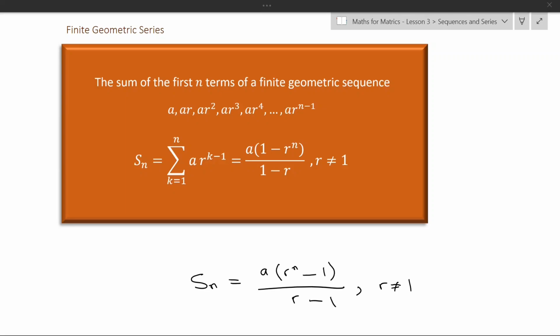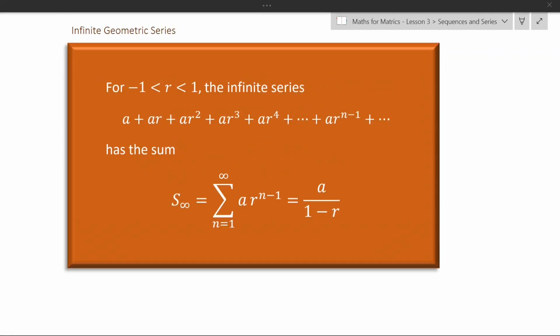Infinite geometric series. When r is between -1 and 1, the infinite series a plus ar plus ar squared plus ar cubed plus ar to the power of 4 plus the sum of the next consecutive terms plus ar to the power of n minus 1 and beyond has the sum a divided by 1 minus r. It can be fully written as the sum of ar to the power of n minus 1, from n equals 1 to infinity, equals a divided by 1 minus r.